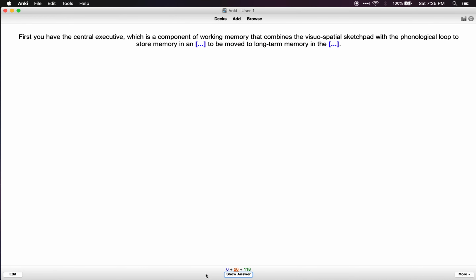First, you have the central executive, which is a component of working memory that combines the visuospatial sketchpad and the phonological loop into short-term memory in the episodic buffer, to be moved to long-term memory in the hippocampus.